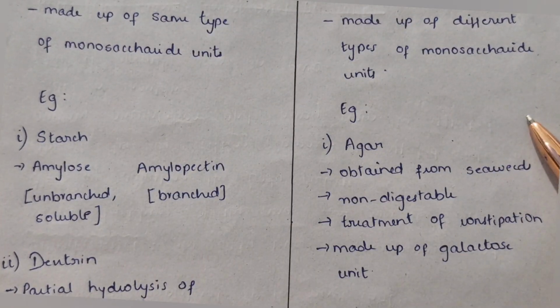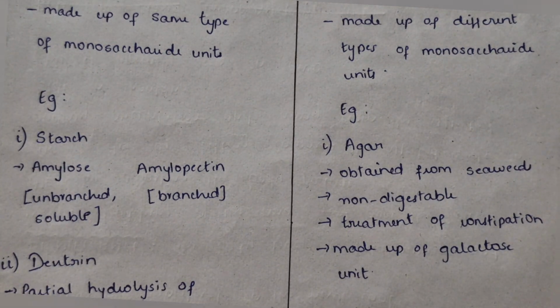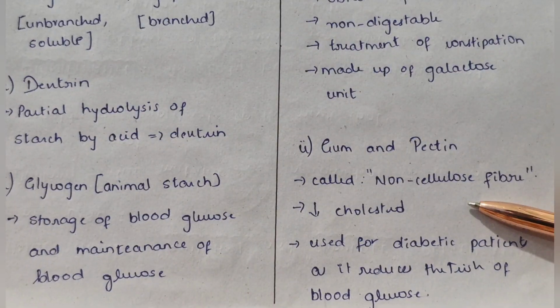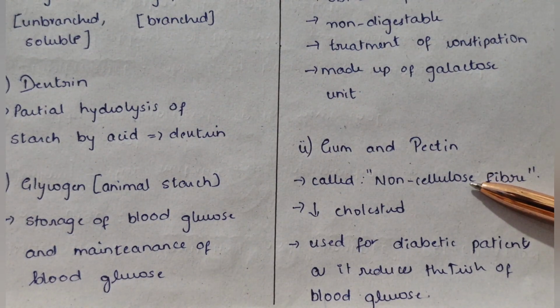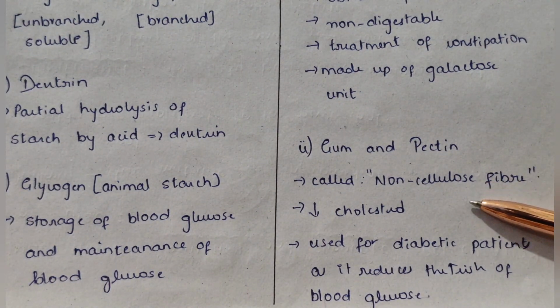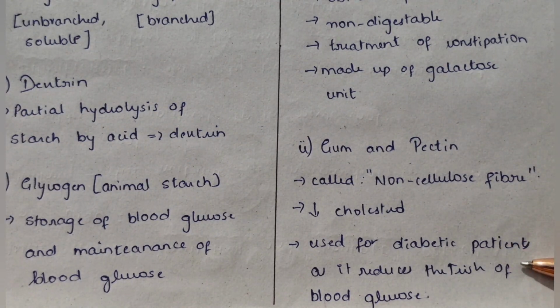Now let's see the examples of heteropolysaccharides. The first one is agar. It is obtained from seaweeds. It is non-digestible. It helps in the treatment of constipation and it is made up of galactose units. The second one is gum and pectin. These are also called non-cellulose fibers. They decrease cholesterol. They are used for diabetic patients as they reduce the increased risk of high blood glucose.